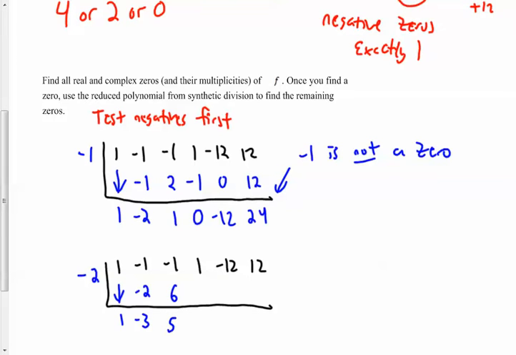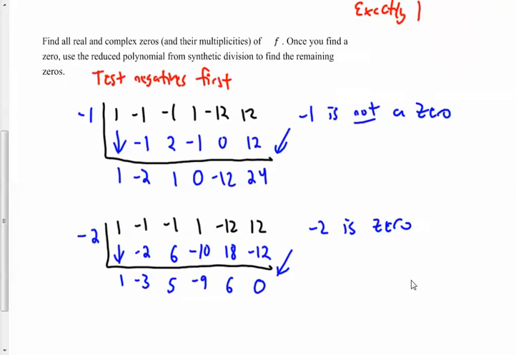Negative 2 times positive 5 gives me negative 10. Add it down. Negative 9 times negative 2 gives me positive 18. Add it down. Negative 2 times negative 6 gives me negative 12. And here's my 0. This is saying negative 2 is a 0. Since we know there's only one negative 0, we know negative 2 can't be any more of a 0. So that's it. We found all the negative zeros.